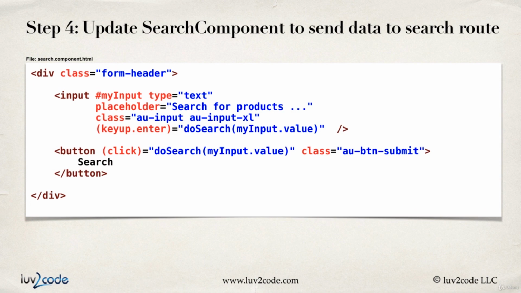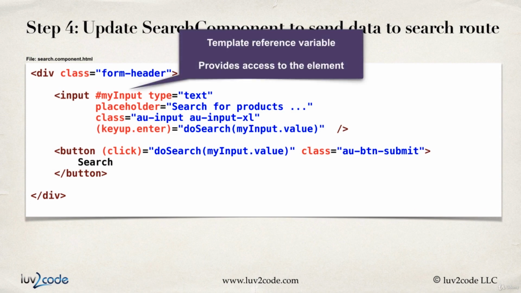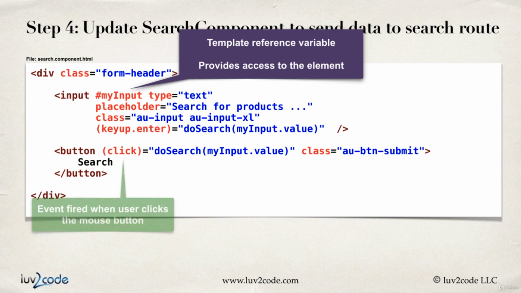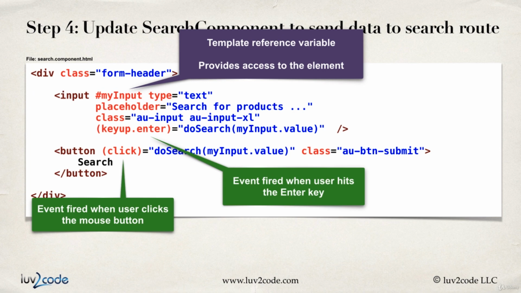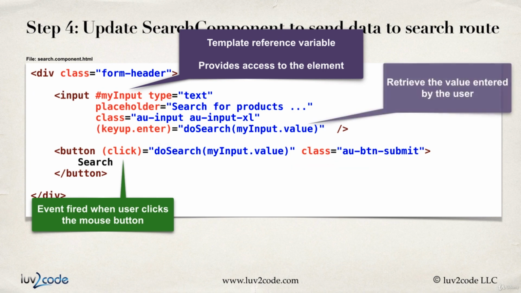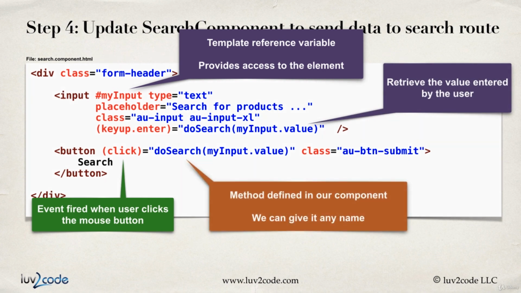Alrighty, so here's the actual HTML page where the user is going to enter their data. So at top, we have our template reference value, gives us access to the element. At the bottom here, event fired when the user clicks the mouse button. And also the event's going to be fired when the user hits the enter key. So here we can actually retrieve the value entered by the user, myInput.value. We call this doSearch method that's defined in our component. And remember, we can give it any name.